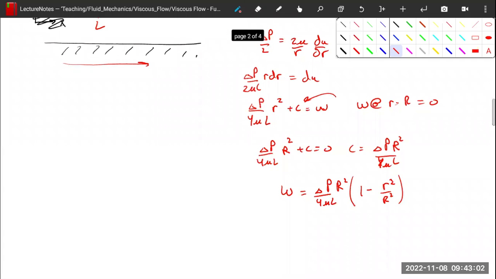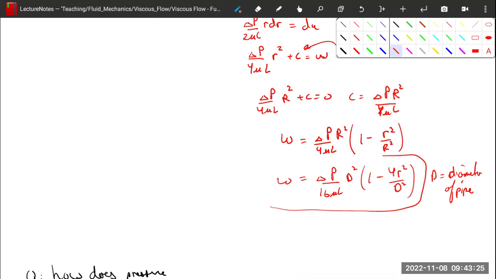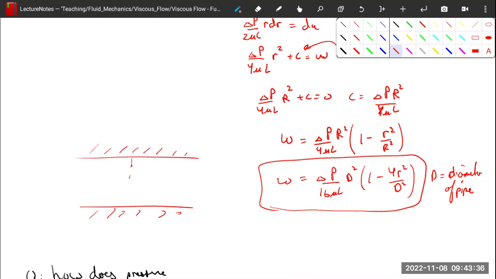Traditionally, this is written in terms of diameter, just because pipes are given a diameter. So delta P over 16 mu L D squared times 1 minus 4 r squared over capital D squared, where D is equal to the diameter of the pipe. Great, so now we have an expression for the flow profile, and it's parabolic, 1 minus r squared. So this is a parabola. If we had a pipe here, the flow profile is going to be parabolic, with the maximum in the center, like that.